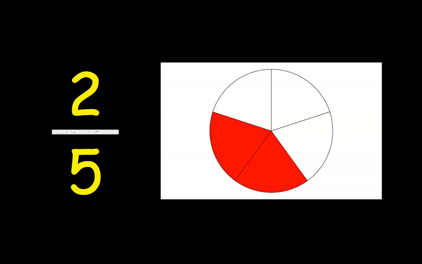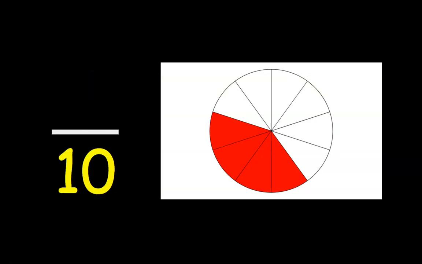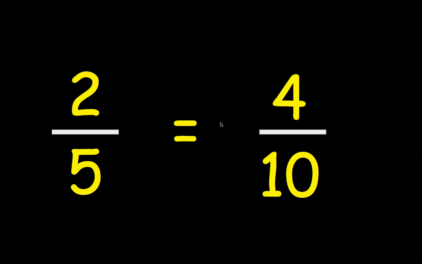2/5. I have a pizza, cut it into 5 equal pieces, or I have the number 1, cut it into 5 equal pieces, and I eat 2 of them. Now, what happens if I cut each of these, 1, 2, 3, 4, 5, into 2 equal pieces each, like that? See, the amount of pizza is still the same. I've just cut each slice in half. Obviously, now we have 10 slices. I have a pizza, I cut it into 10 equal pieces, and I eat 1, 2, 3, 4 of them. 2/5 is equivalent to 4/10.